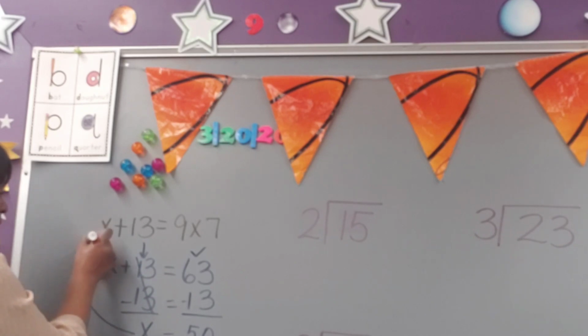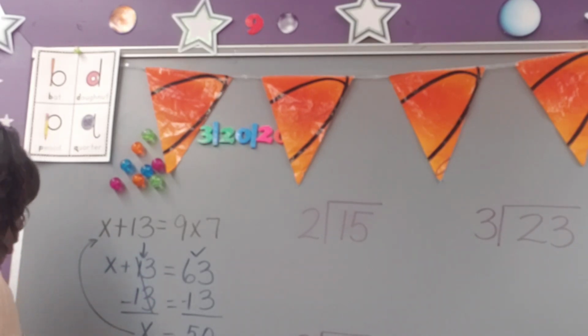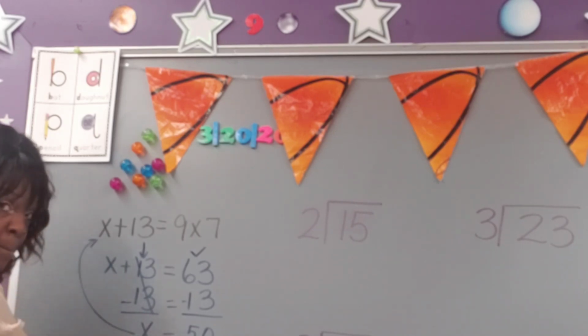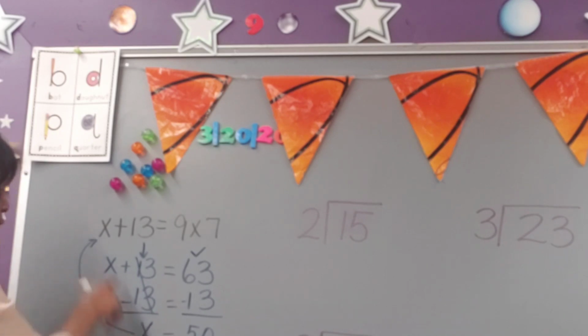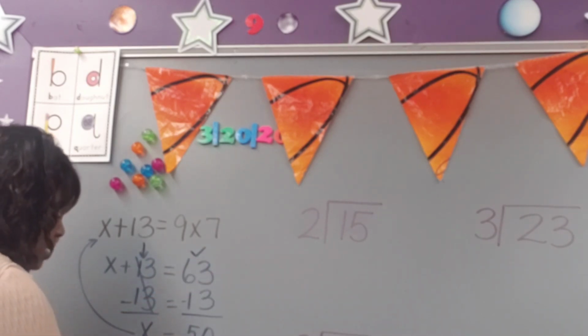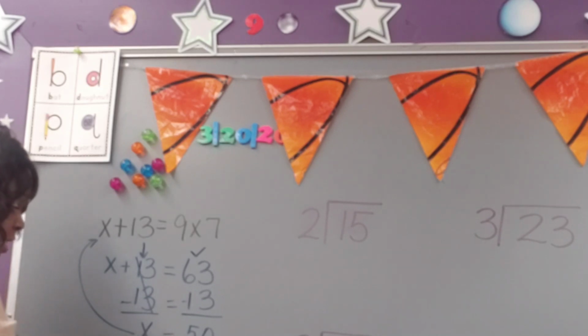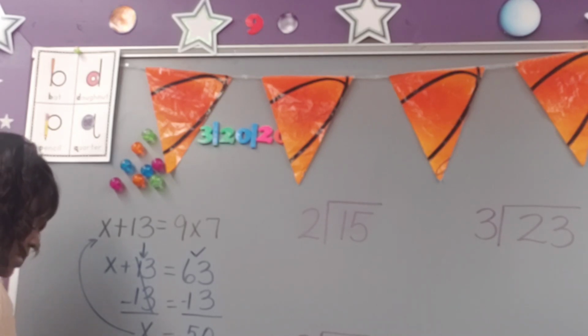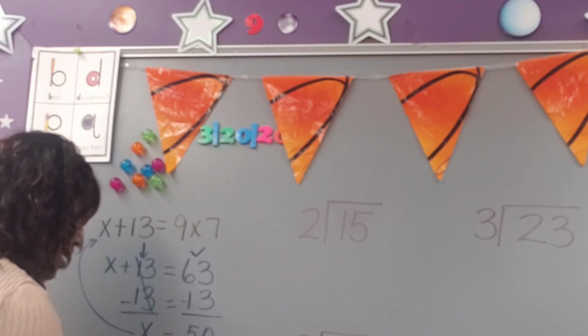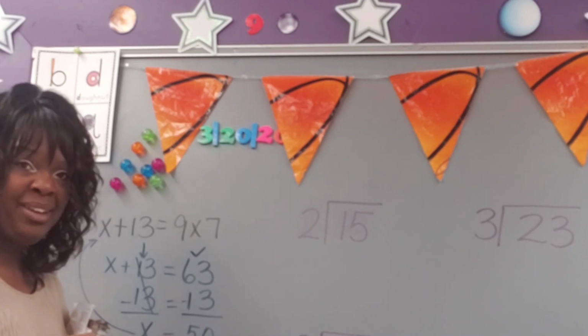And after we figure out what x is equal to, what do we have to do? Plug it in. Very good. We plug it in to the top part of our problem. For the x, we now replace our number that x is equal to. We don't need the x anymore. It's now 50. 50 plus 13 equals 9 times 7. 50 plus 13, 3, and 5 plus 1, 63 equals, what is 9 times 7? 63. And then we put a check mark to show that we did it correctly.